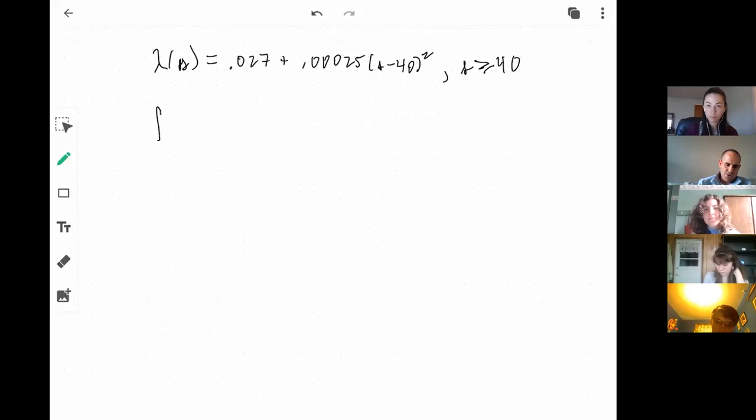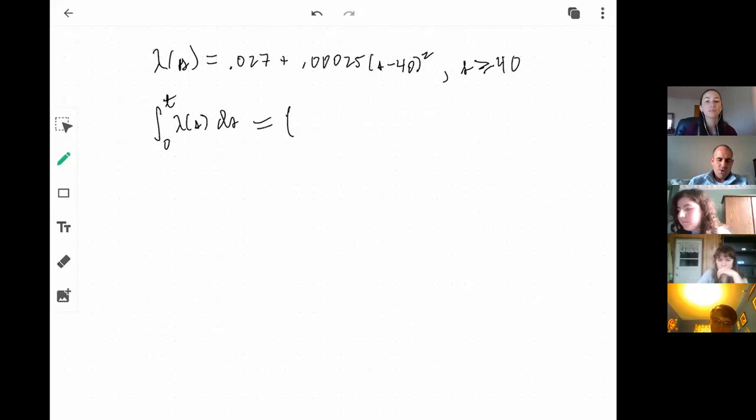So if I want to do the integral from 0, let's do a generic from 0 to t, just so that we can use it twice if necessary, yeah? And not reinvent the wheel. The integral from 0 to t lambda of s ds, what's that going to be? What is the antiderivative? Okay, what's the antiderivative of 0.027? 0.027 s. Yeah.